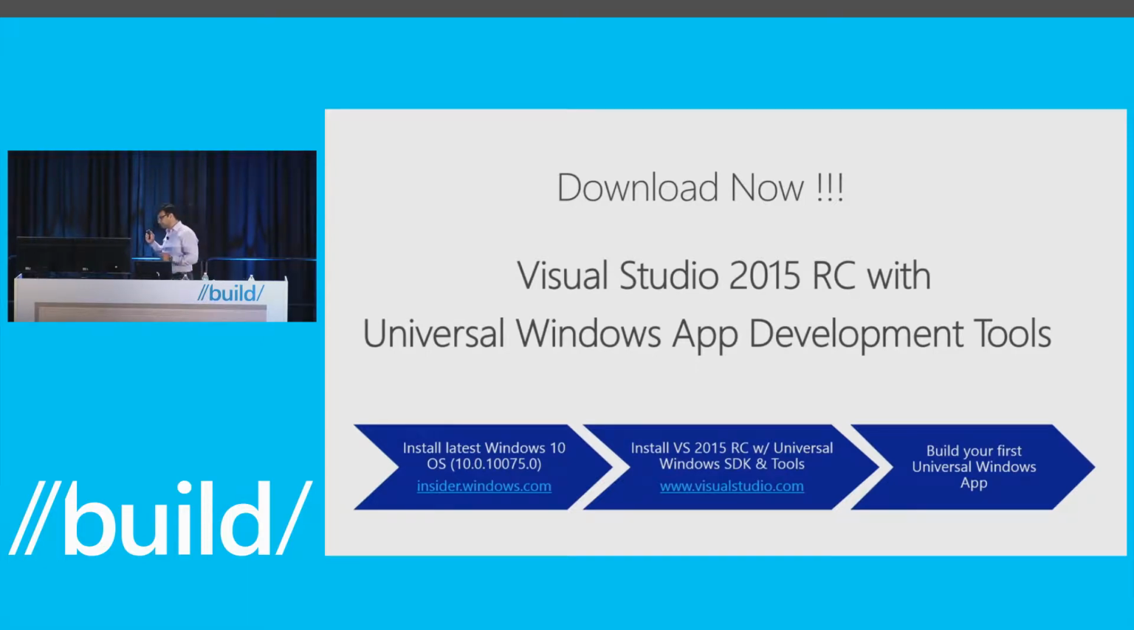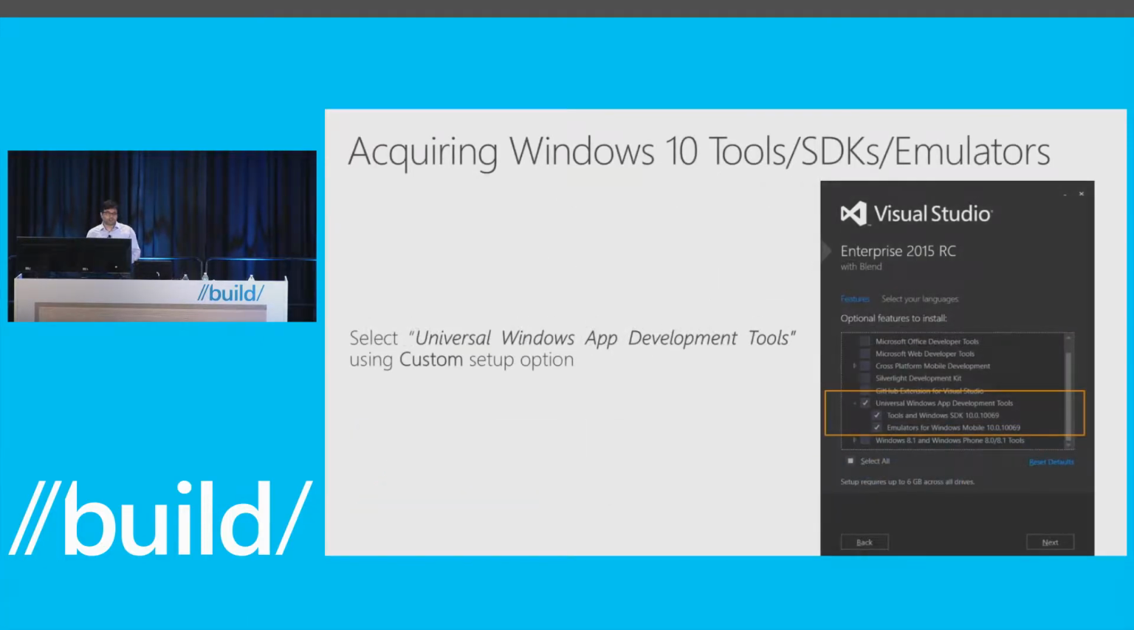When you are installing Visual Studio, make sure that you go to the custom setup and select Universal Windows App Development Tools. And if you are interested in emulators, you should select that as well. Everything we are going to talk about today will require you to have Universal Windows App Tools installed as part of Visual Studio. If you don't have it, then Windows 10 development will not be supported. So as you're installing Visual Studio, go to the custom setup, make sure these are checked to avoid any future surprises. So let's talk about the agenda.